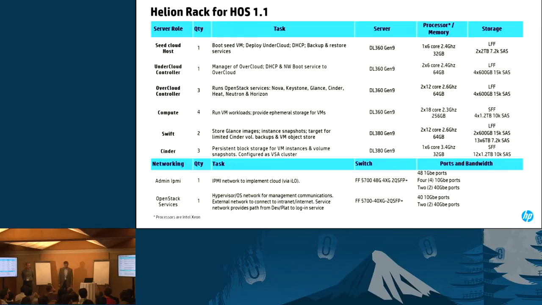Then you look at the overcloud controller. Most distributions will have something like a controller or something called something like that. And in a lot of cases, it'll be multiples. In this case, there's three. These are the nodes that are running the majority, if not all, of the OpenStack services. So they take a big load from processing power as well as from I/O. So you can see in this case we're using two by 12 core processors, 64 gig of memory again, and again fast drives.